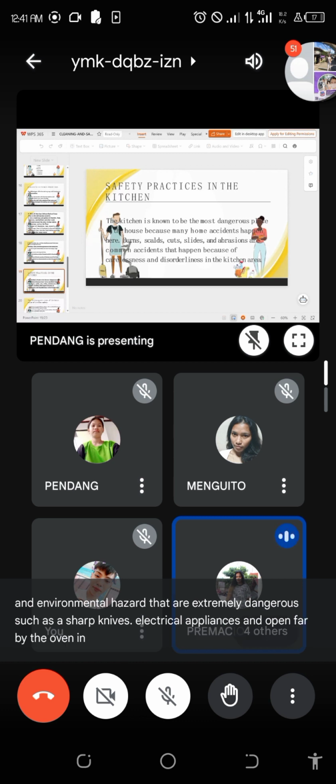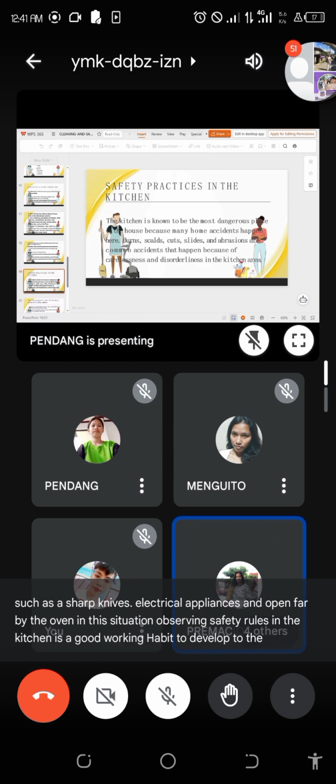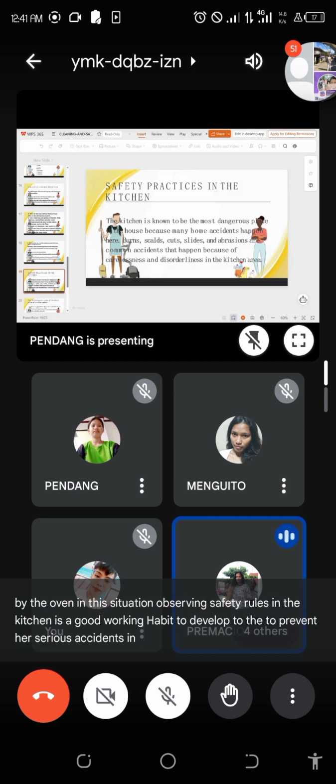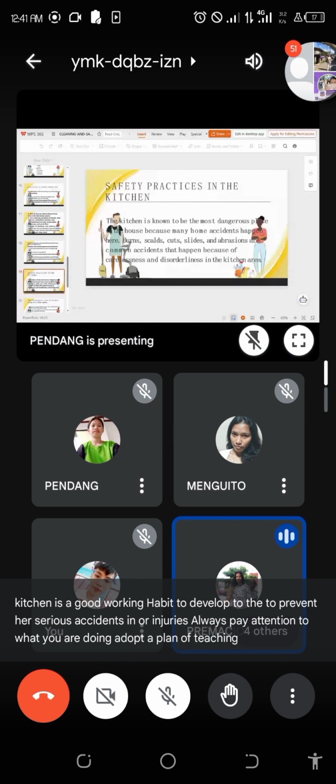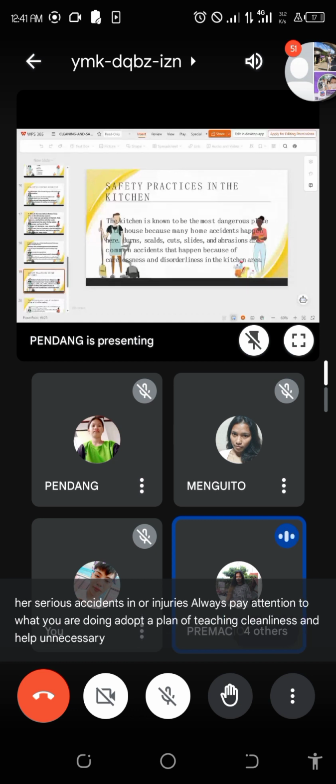In this situation, observing safety rules in the kitchen is a good working habit to develop to prevent serious accidents or injuries. Always pay attention to what you are doing, adopt a plan of kitchen cleanliness, and have the necessary equipment at your disposal. Children should never be left alone in the kitchen.